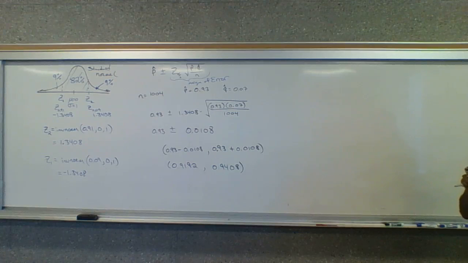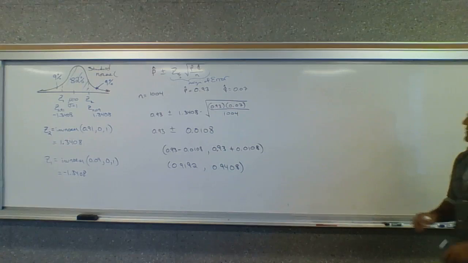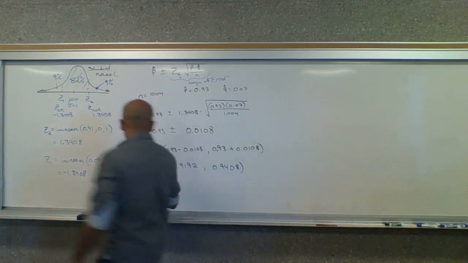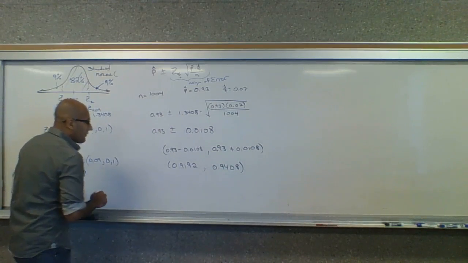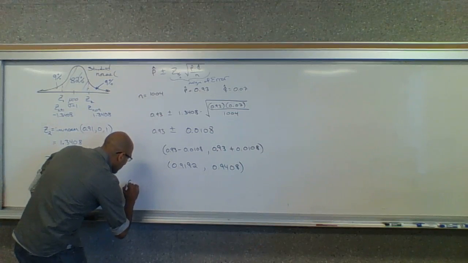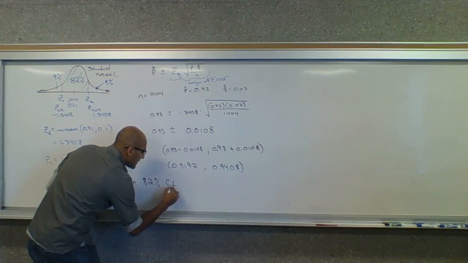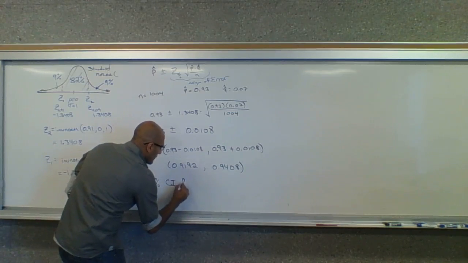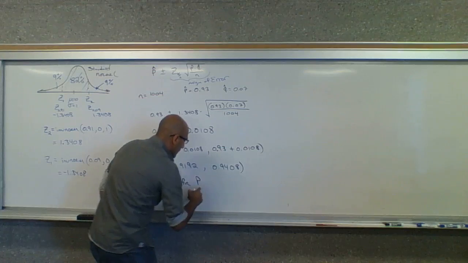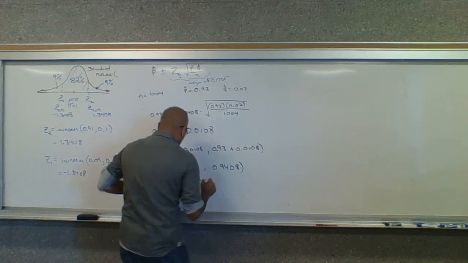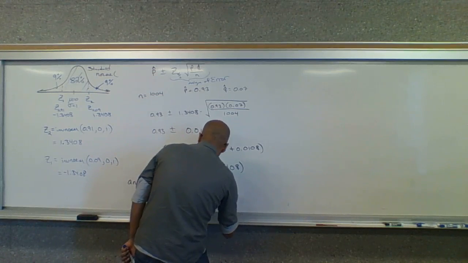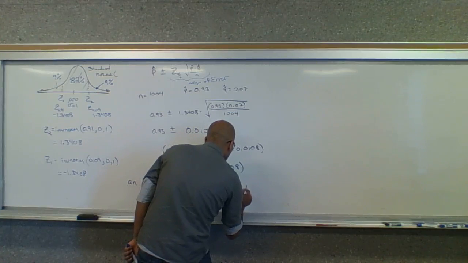And that's our interval. Okay, so now a quick little statement. This is an 82% confidence interval for p, the population proportion. The interval is 0.9192, comma, 0.9408.